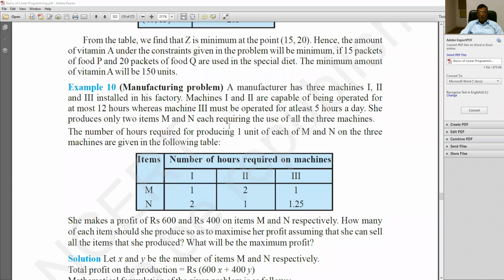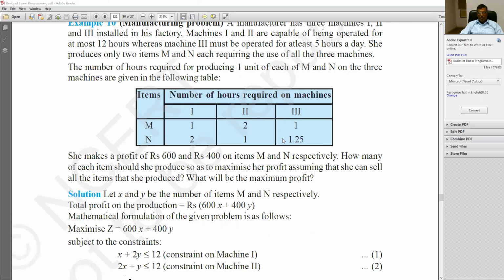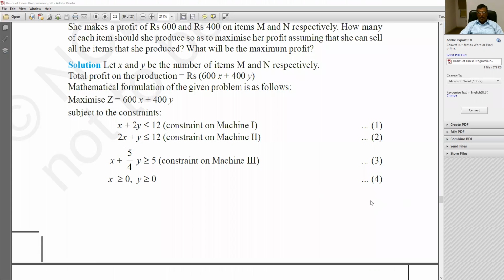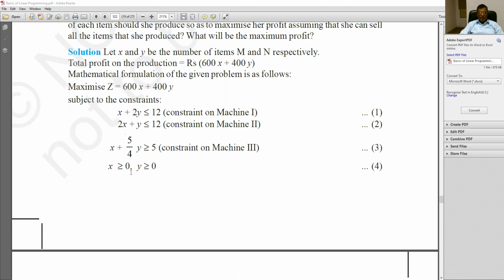You can see the machine 1 data and collect data from here. Machine 1 is 12 hours, and machine 3 is operated 5 hours. So you can take that data from there and write it here, and after that write for the machine also. And the constraints given here are X greater than or equal to 0, Y greater than or equal to 0.